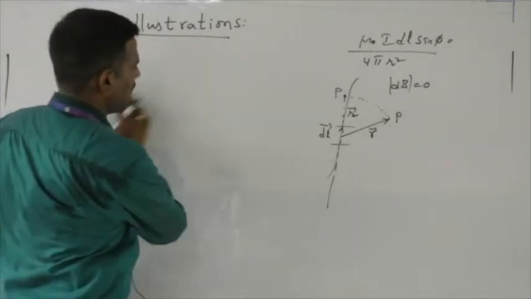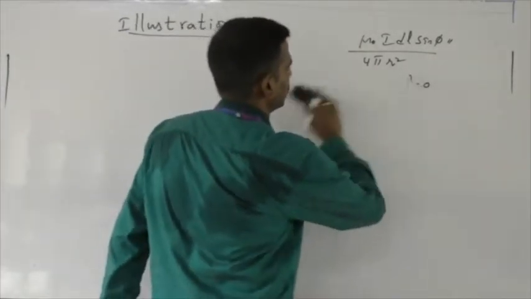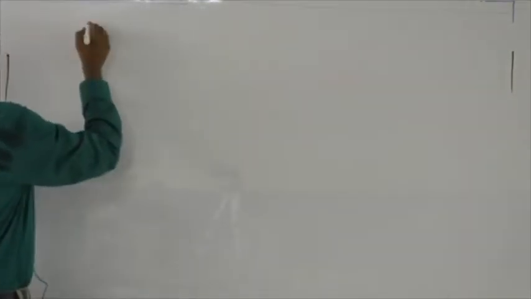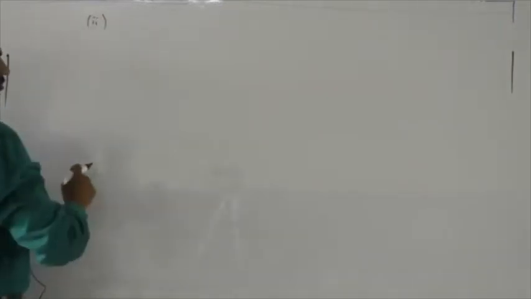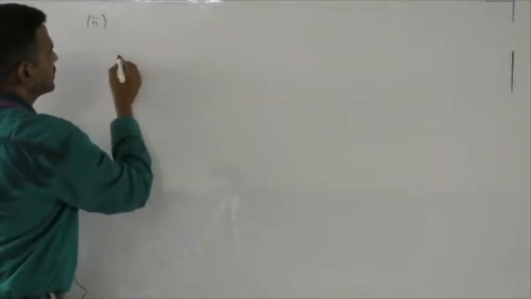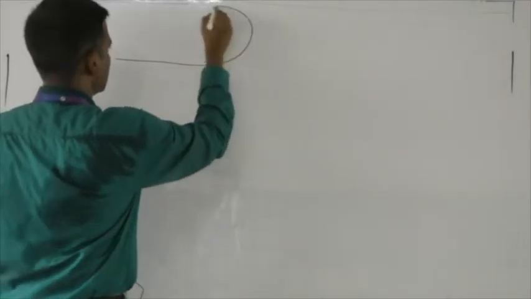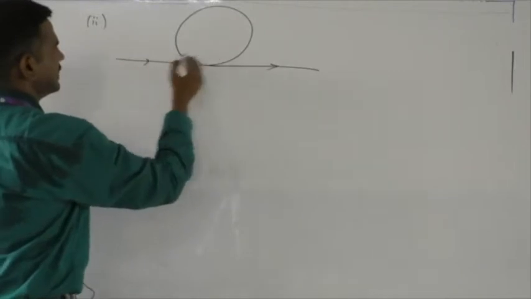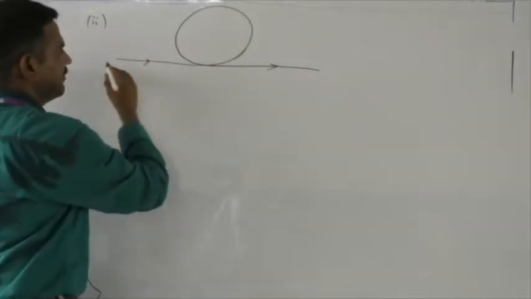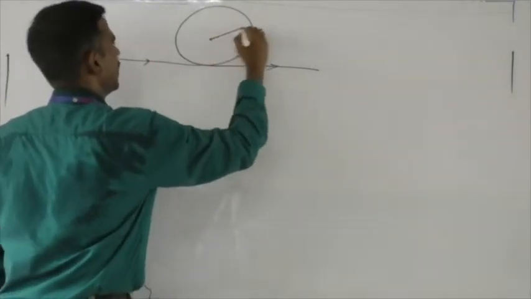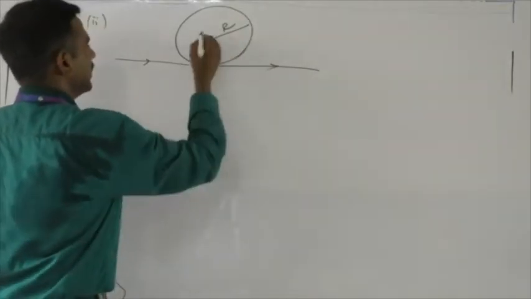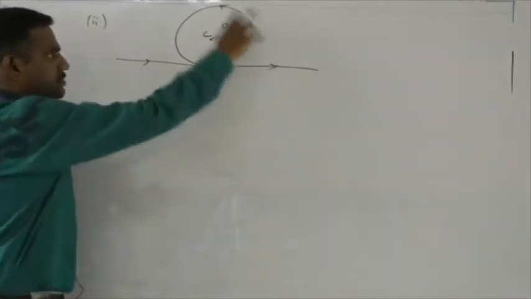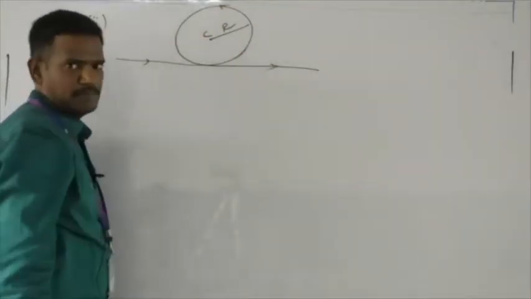So here we have illustration 2. What is that second illustration? Let us suppose there is one infinitely long conductor which is made like this. Somewhere in the middle it is bent into a circular shape, whose radius is r, and this is the center C. I would like to find the magnetic field intensity due to this configuration at the point C. This is our task.